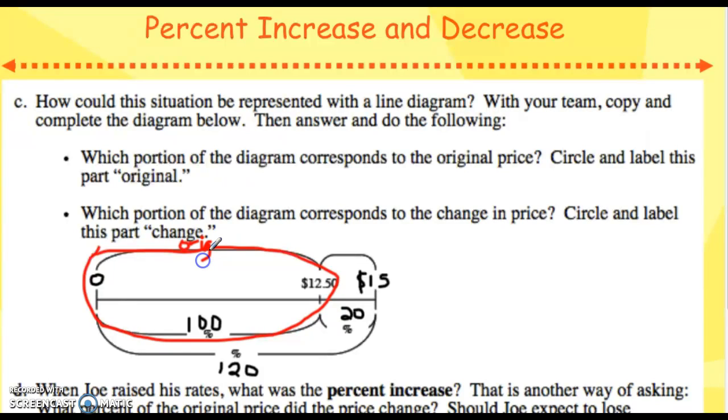Then it says which portion of the diagram corresponds to the change in price, and then circle and label that. So the change is this extra amount here on how much it's increasing. So this here would be my change. So my original plus my price change gets me to my new price of $15.